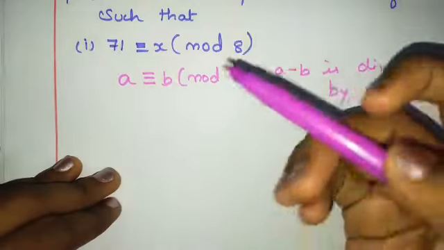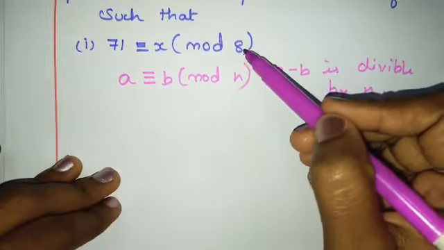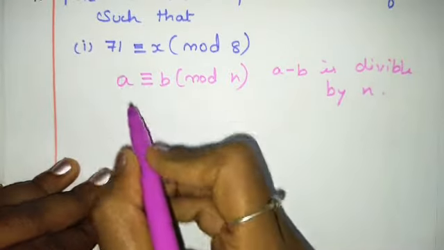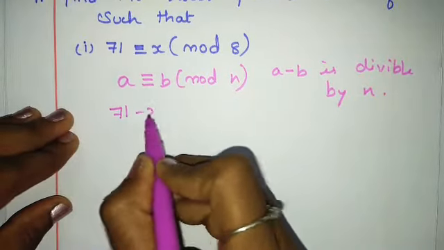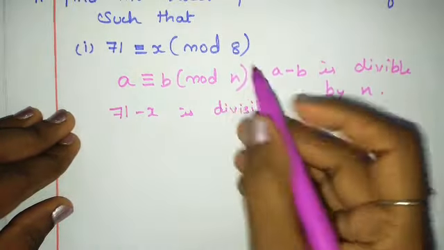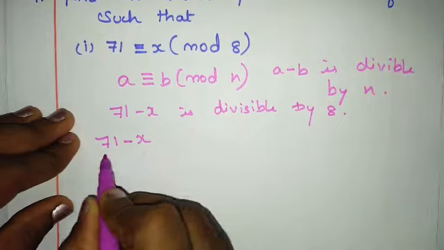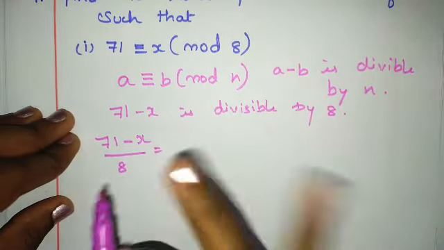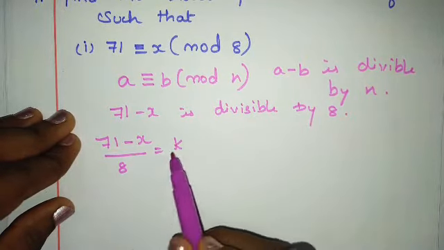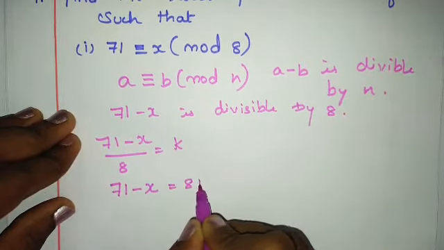Correct? So now compare these two equations. A is 71, B is x and n is 8. So A minus B divided by n: that is, 71 minus x is divisible by 8. So 71 minus x divided by 8 is equal to some integer, let me take it as k. Now I'll cross multiply this 8 to that side, which becomes 8k. So 71 minus x is equal to 8k.